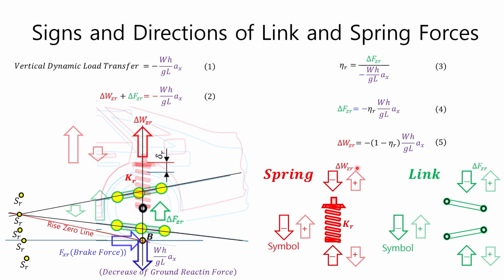Since it is difficult to understand the direction of the force using expressions such as a vertical dynamic load acting on the spring and a vertical dynamic load acting on the link, we will refer to the negative force as the compressive force and the positive force as the tension force. Compression force is a force that increases ground reaction force, and tension force is a force that decreases ground reaction force. In springs and links, the representative symbol for compression is indicated by a vertical downward arrow, and the representative symbol for tension is indicated by a vertical upward arrow.